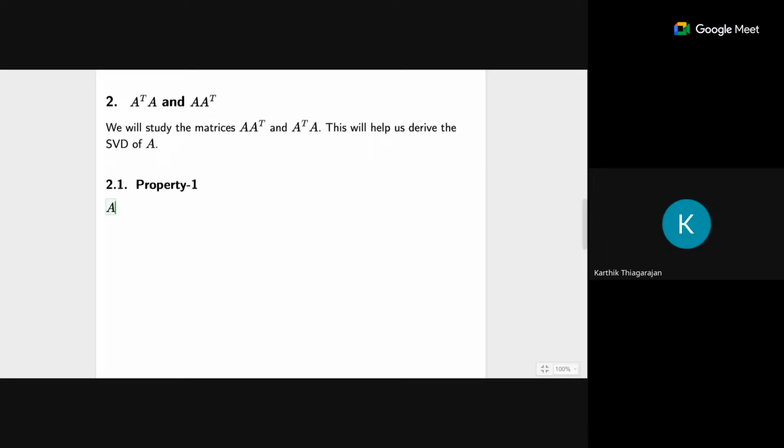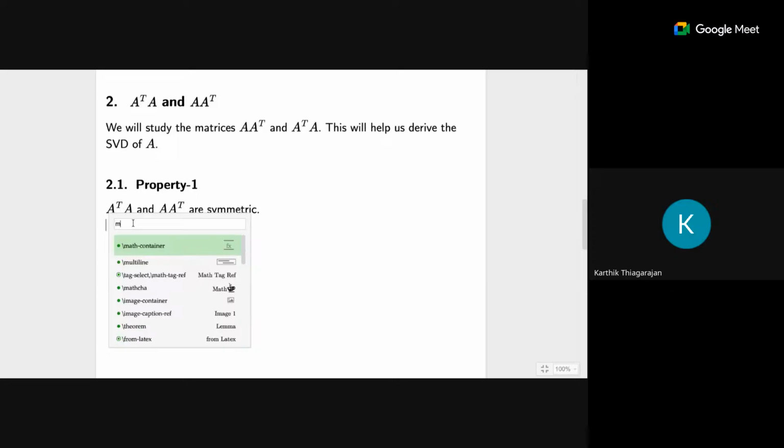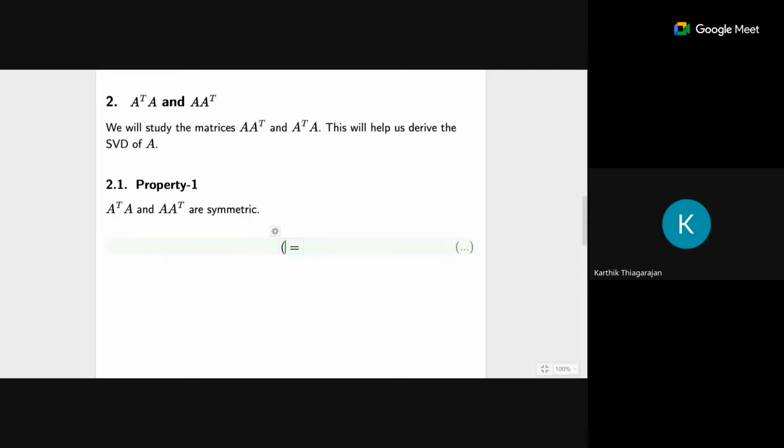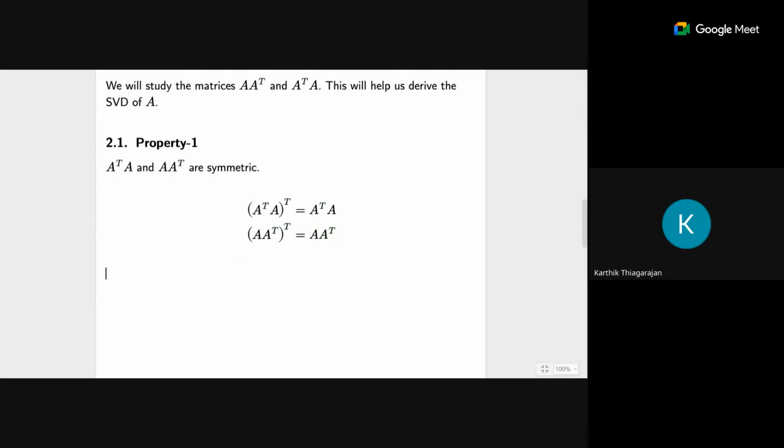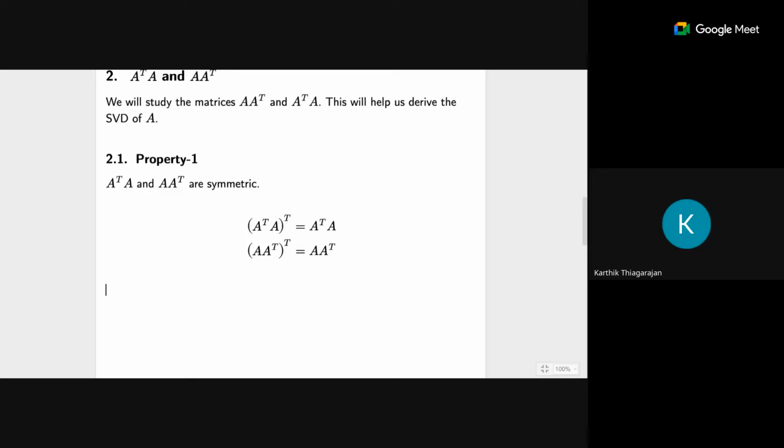Property one is a very simple one. A transpose A and A A transpose are what kind of matrices? Real symmetric. Yes, they are symmetric. That is the first observation. I hope you're all able to see that. There's nothing hard here. If you take A transpose A, the whole transpose, this is nothing but A transpose A. Likewise for A A transpose, if you take the whole transpose, the order swaps, and you still get A A transpose. So they are symmetric. This is clear enough, I believe.